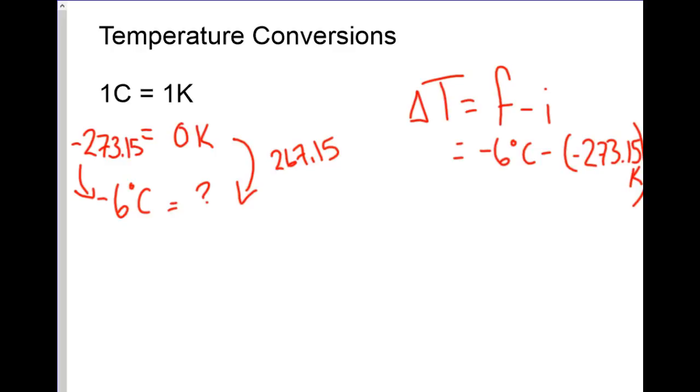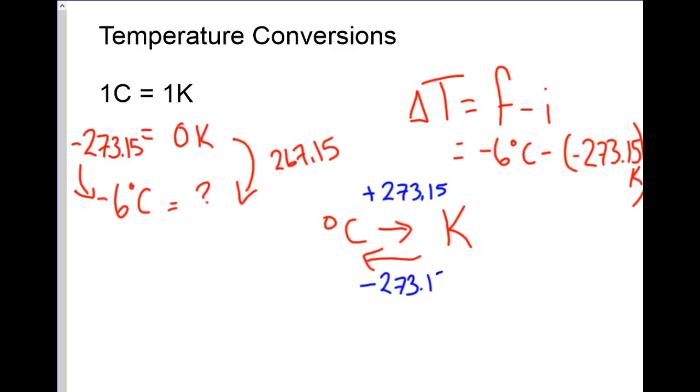In order to go from degrees Celsius and change that number into Kelvin, we must add 273.15. If the question is asking us to go from Kelvin to degrees Celsius, we do the opposite mathematical operation, and we subtract 273.15.